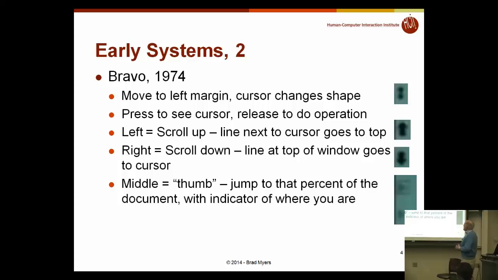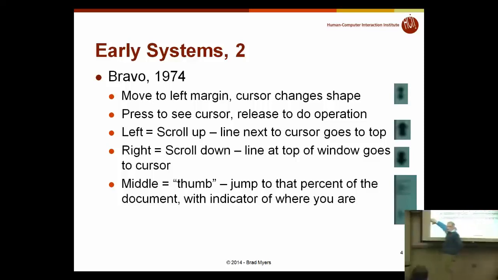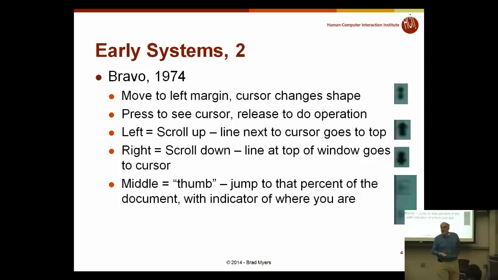So in Bravo, this was, as you remember, the first WYSIWYG text editor, and it was from 1974. What happened was, if you moved your cursor into the left margin, which was this big white blank area, then the cursor changed to an up and down arrow, so you knew something different was going to happen. And if you pressed the left mouse button, it would scroll up, and the right mouse button, it would scroll down.